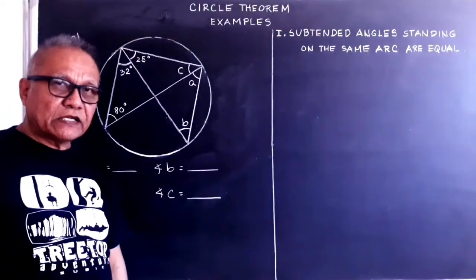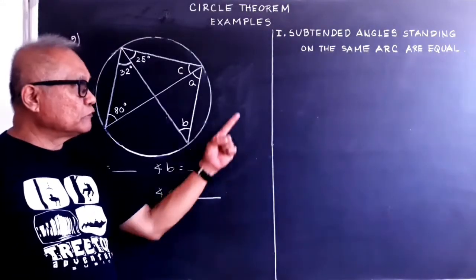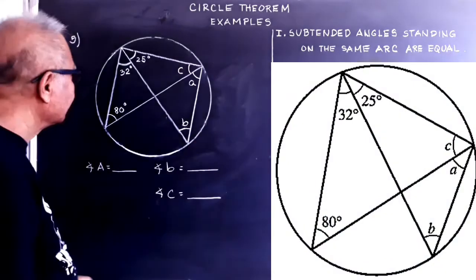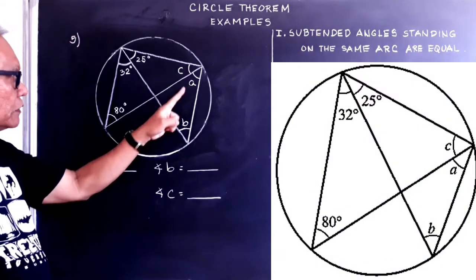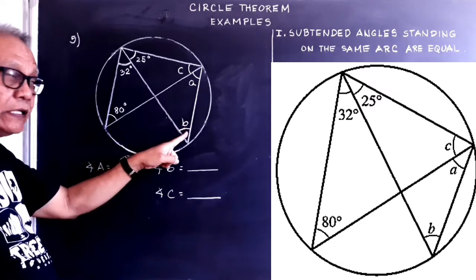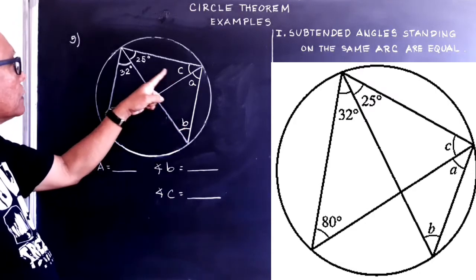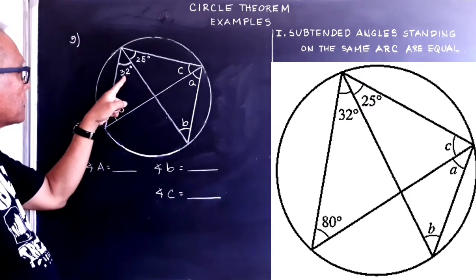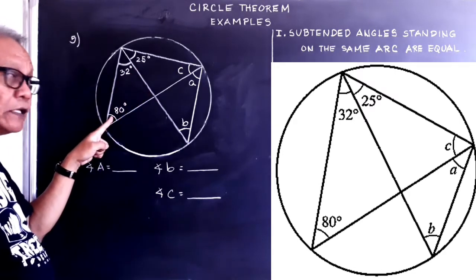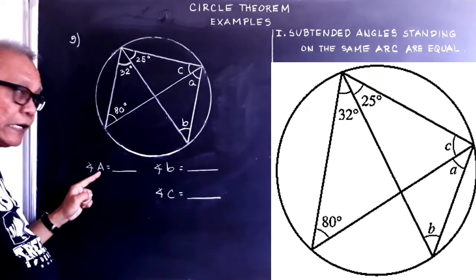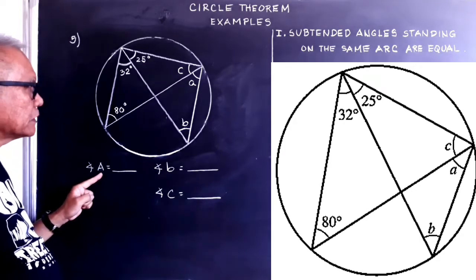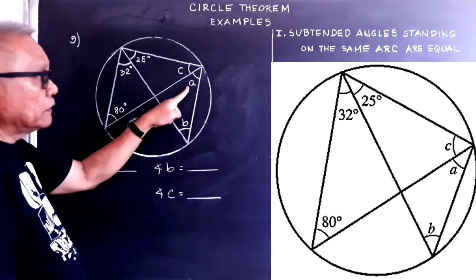Okay, so let's have the last example, number 5. So here we have angle A here. Need to find that one. Angle B, angle C. This one is 25 degrees. This one is 32 degrees and 80 degrees. Okay, let's have angle A. So it's angle A here.